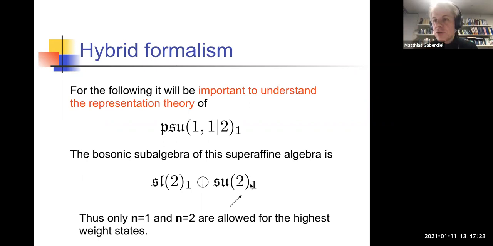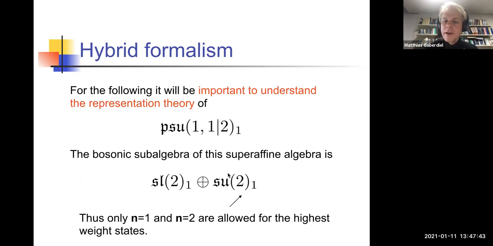So for K equals 1, it goes from 0 up to 1/2. It has either a one-dimensional ground state or a two-dimensional ground state. That just follows from the representation theory of SU2 level K. Now, here we do not just have these bosonic subalgebras, we also have fermionic modes, in particular fermionic zero modes.